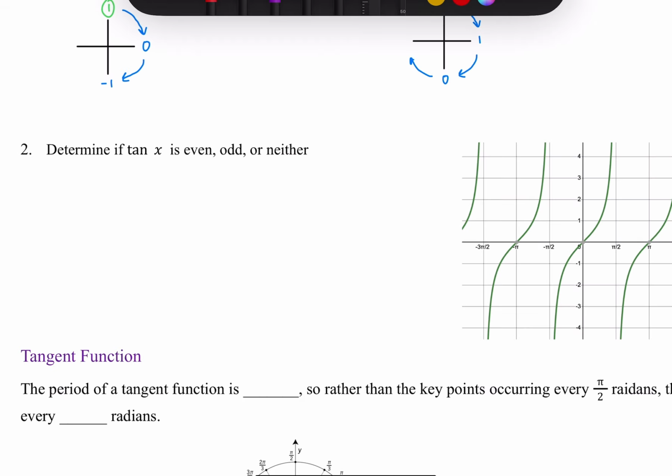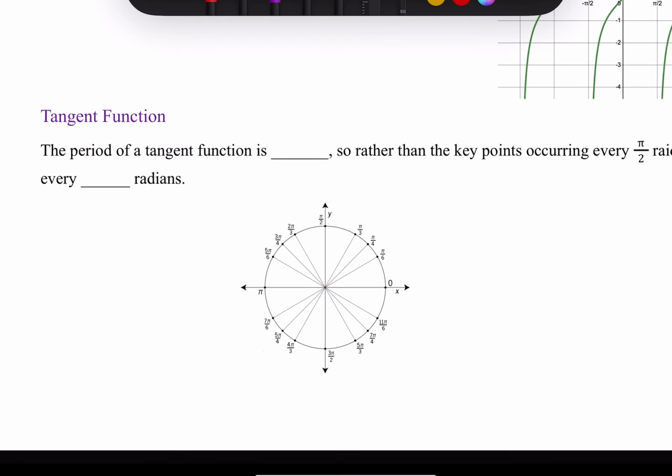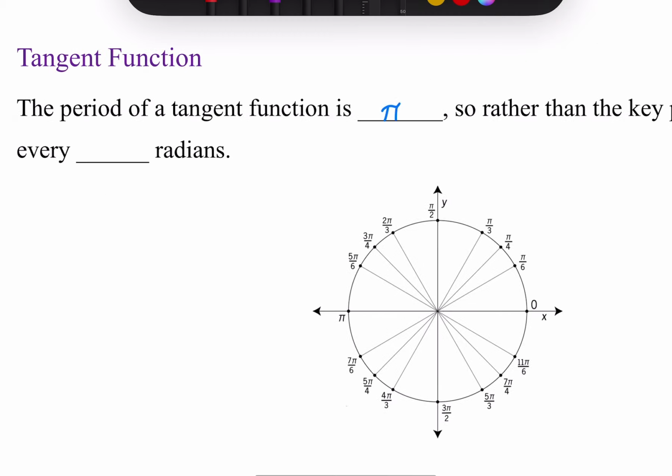Okay, tan, on the other hand, the period of a tangent function is pi, not 2 pi. So that's how it's different from a sine and cosine function. So the pattern then, you just have to break that in half to use this same technique. And that means instead of going in increments of pi over 2, I go in increments of pi over 4.